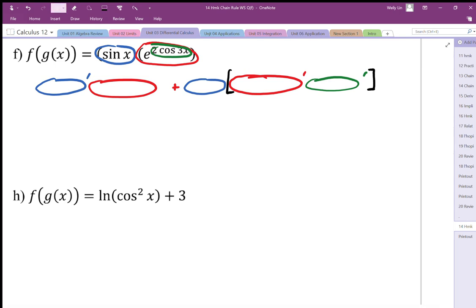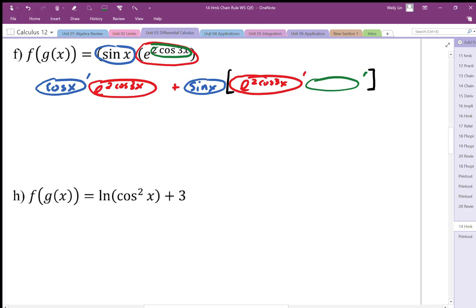So then I can fill in these parts here. I have sine differentiates to cos x. Here we have e to the 2 cos 3x. Here we have sine x. Okay, the derivative of that e function is itself, so we're going to end up with e to the 2 cos 3x. So the derivative of the e function is itself.